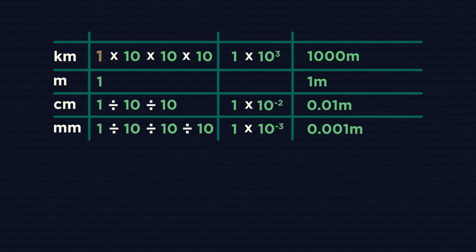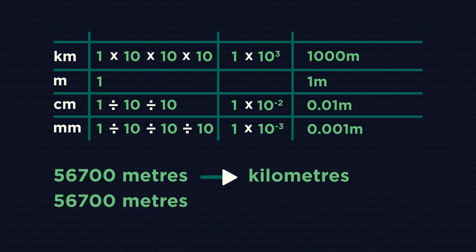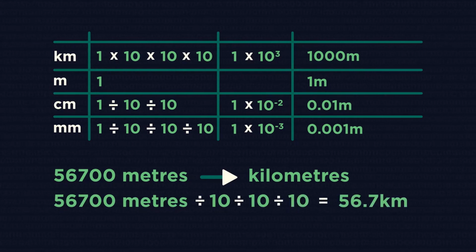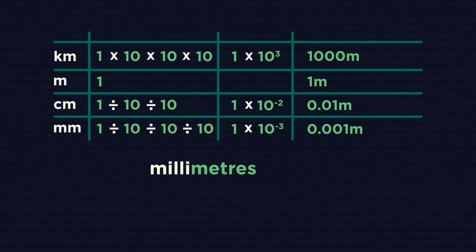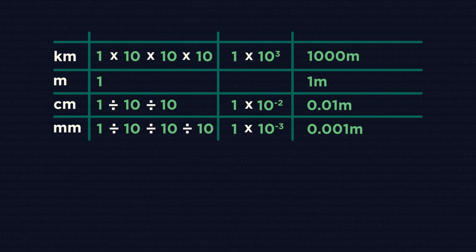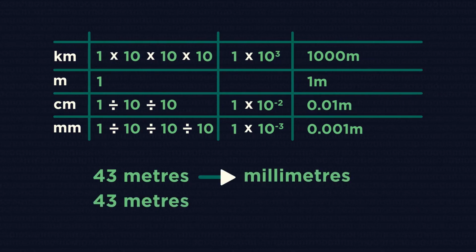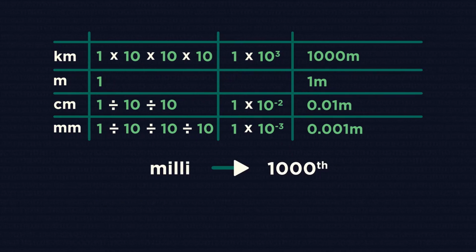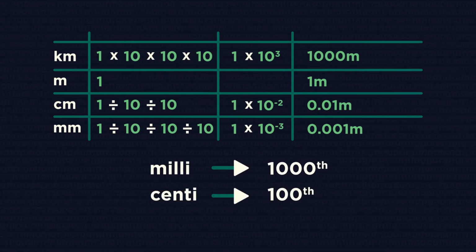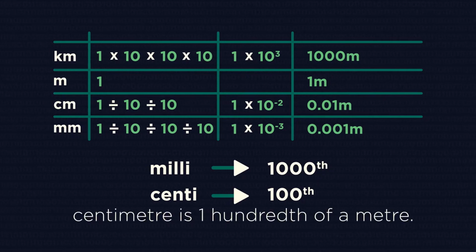For example, 1 kilometre is 3 powers of 10 larger than 1 metre. Therefore, to change from metres to kilometres, we need to divide the metre value by 10 3 times. Looking at the smaller end of the scale, we have millimetres. The prefix milli denotes a factor of 1,000th. Therefore, a millimetre is 1,000 times smaller than a metre. To convert metres to millimetres, we therefore multiply by 1,000. As the prefix milli means 1,000th, the prefix centi means 100th, so a centimetre is 100th of a metre.